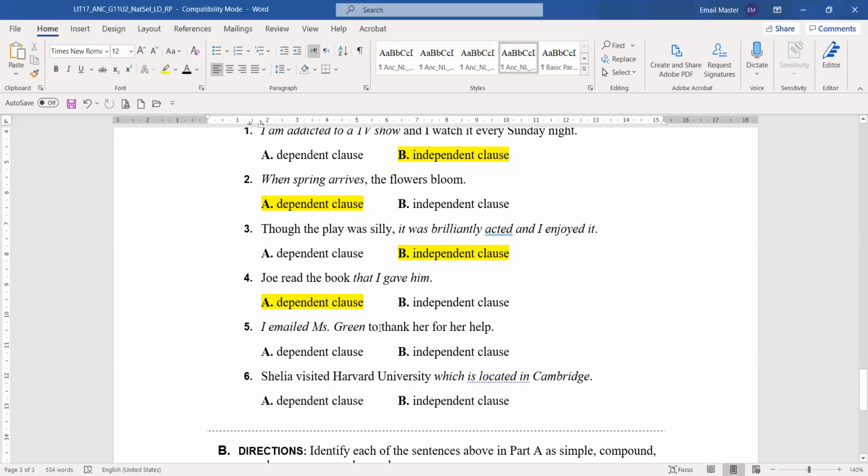I emailed Miss Green to thank her for her help. I emailed Miss Green is a complete thought, so it's an independent clause. Sheila visited Harvard University, which is located in Cambridge. Which is located in Cambridge is a dependent one because it's got which, and which is located in Cambridge cannot be used on its own. It doesn't make sense.